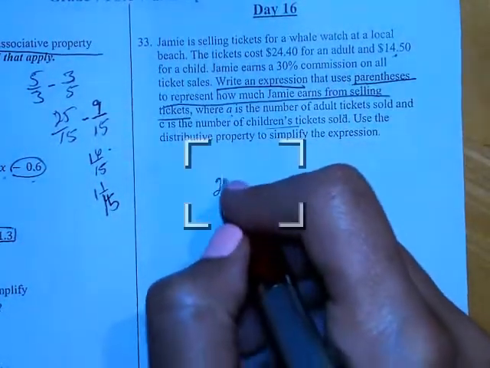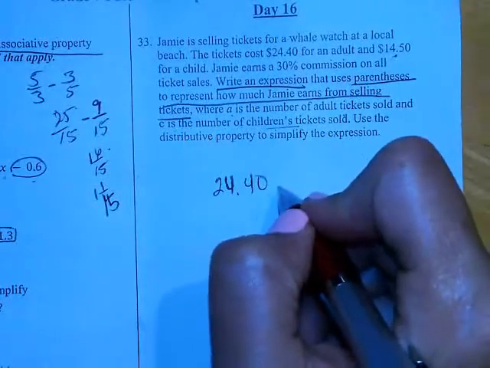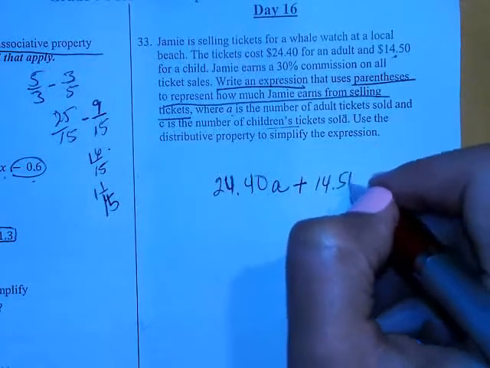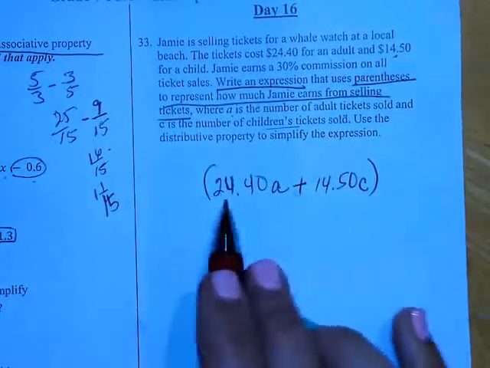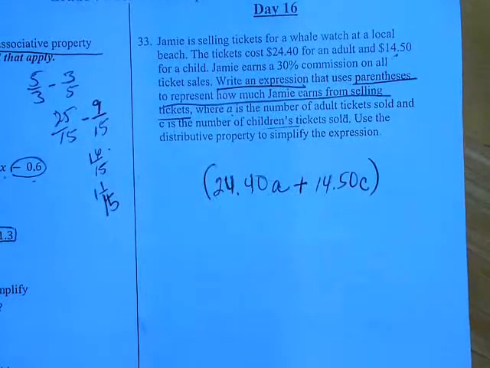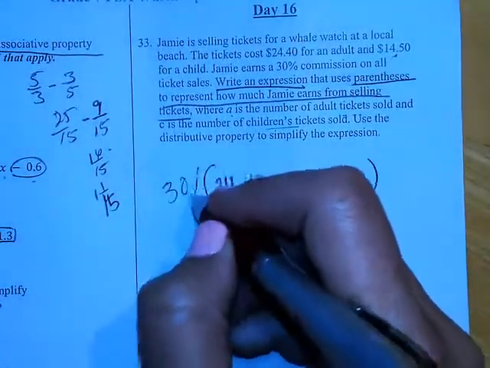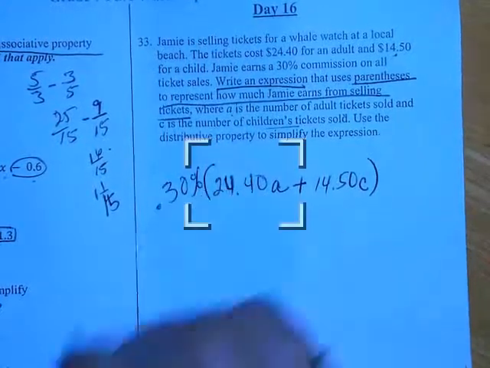Okay, so we don't know how many adult tickets he sold, but we're going to say it's $24.40 A plus $14.50 C. Here's my parentheses. So these values in the parentheses represent how much money he has made for the company by selling adult and children tickets. Now, whatever he sells here, he gets 30% of it.